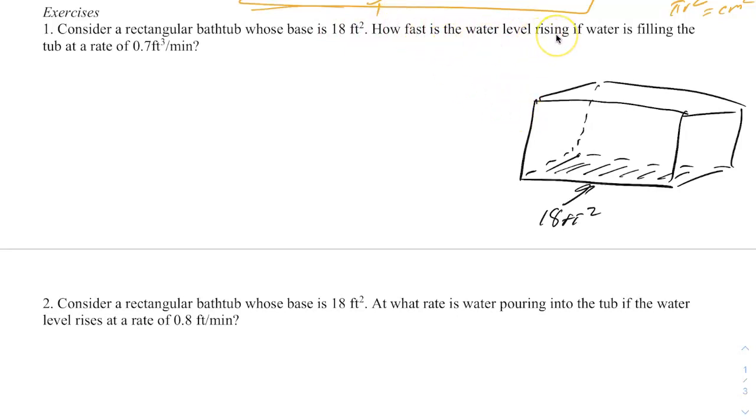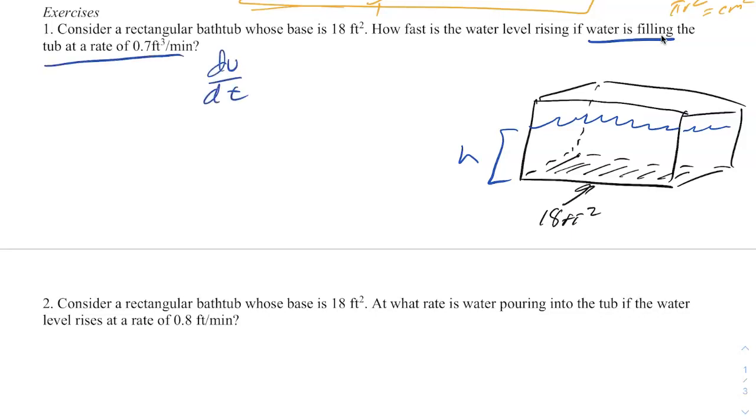How fast is the water level rising? So remember, water level is like how high it is going up. So this is my water level. So this is H. If water is filling the tub, so remember, anytime you're filling something up, that's your volume. So dV/dt equals 0.7. And if you're not sure whether that was volume, look at the units. Cubed, 100% volume. If you're never sure, just look at the units.